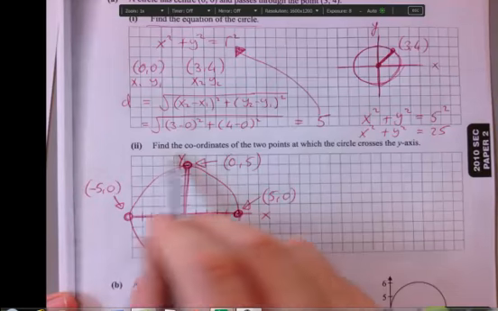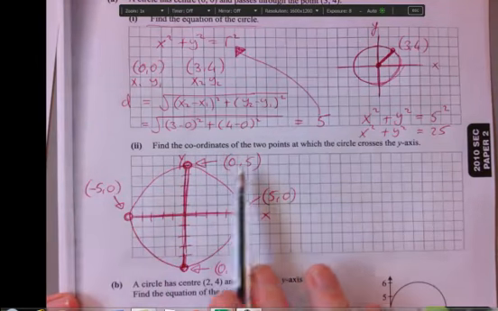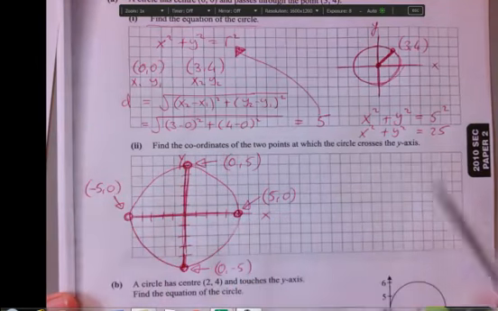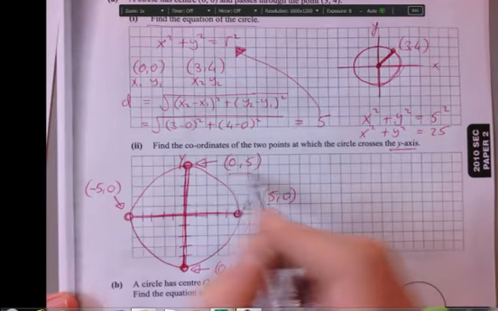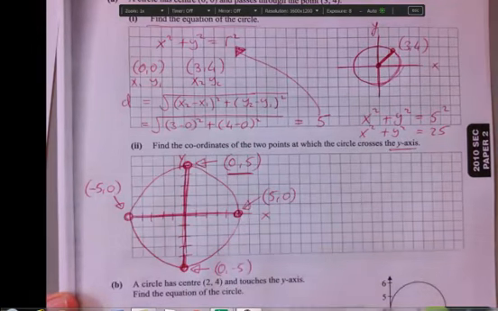It says find the coordinates of the 2 points at which the circle crosses the y-axis. So that would be here, 0, 5, and here 0, minus 5.